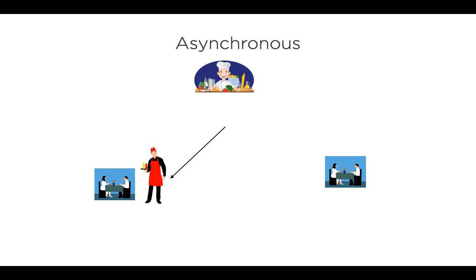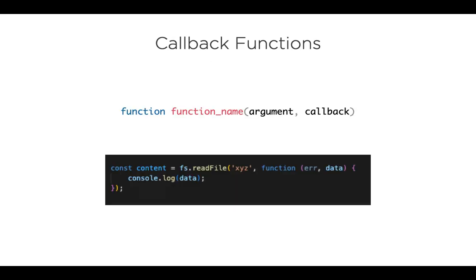If the waiter had waited for the cook to finish the order before going to the next customer, that would be a synchronous operation, and as you can imagine, it would slow down the operations and we'd have a lot of unhappy customers. There are callback functions which you write, which are notified when the event has been processed or completed.